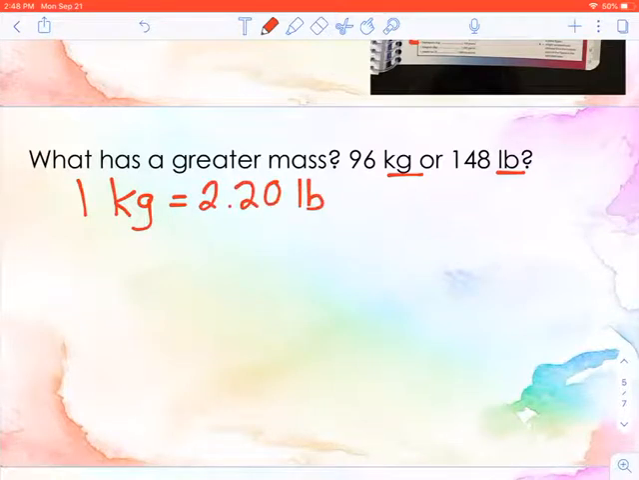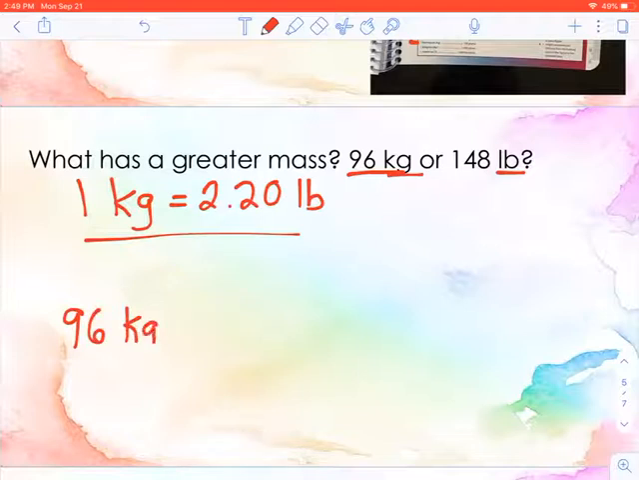2.20 pounds. And so let's go ahead and convert this 96 kilograms into pounds so that we can see which one has a greater mass. So we're going to start out with our given, 96 kilograms, times in a line. You're going to want to put kilograms on the bottom so it cancels, and you're going to put pounds on the top because that's your wanted unit.